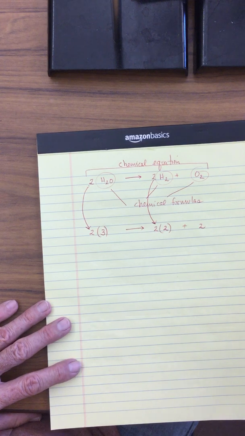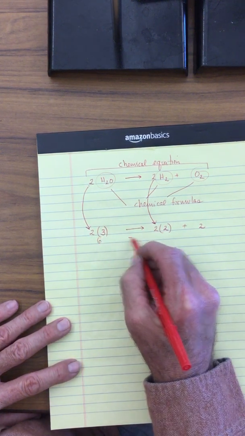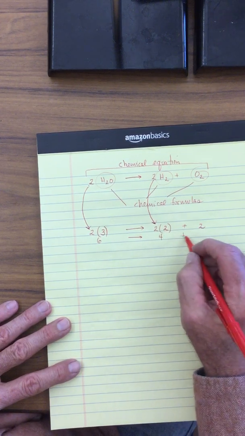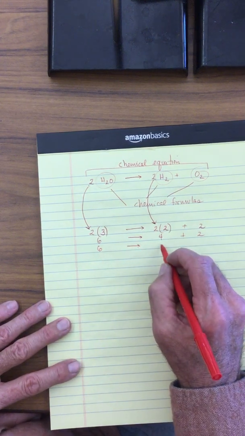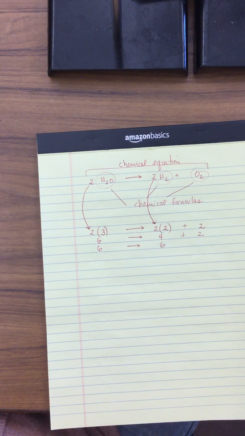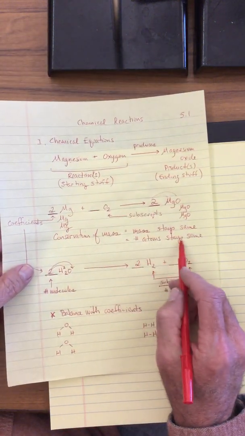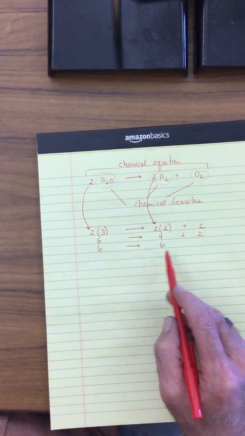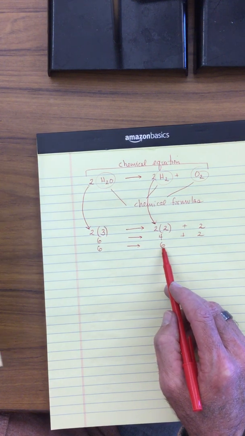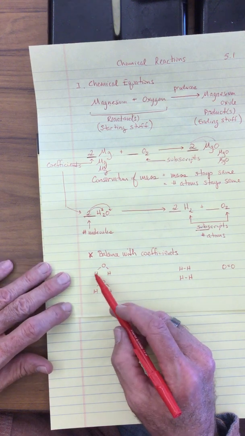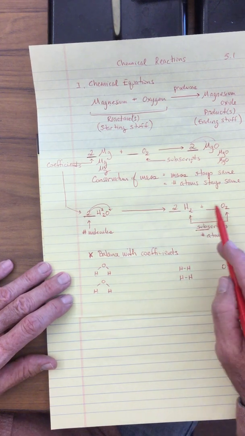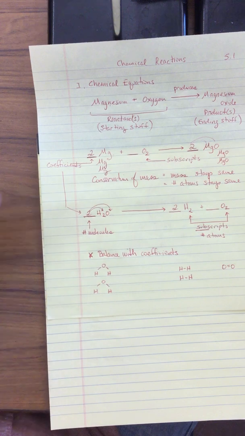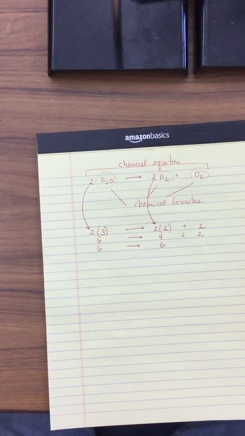But now let's do the mathematics. 2 times 3 is 6. Produces, 2 times 2 is 4, plus 2. Bring this down, 6 produces, 4 plus 2 is 6. We've just shown the conservation of mass, where the number of atoms must stay the same. So we start with 6 atoms, we end with 6 atoms. We start with 2 waters that have 1, 2, 3, 4, 5, 6 atoms. We end up with 2 hydrogens, 1, 2, 3, 4, and 1 oxygen, 5, 6. That's the conclusion of this lecture.